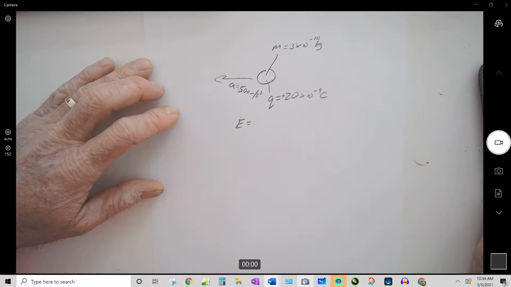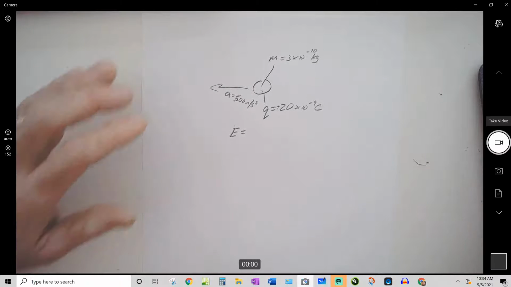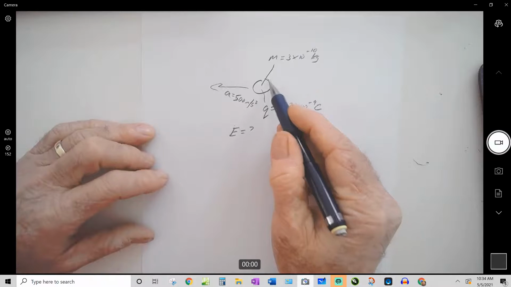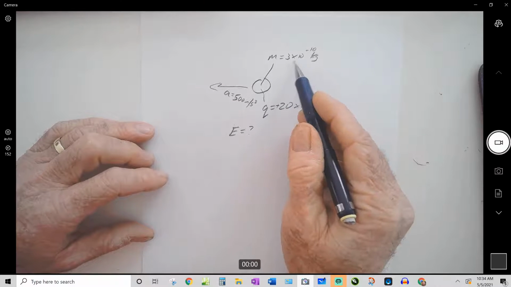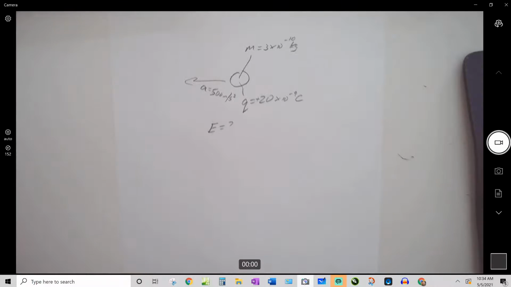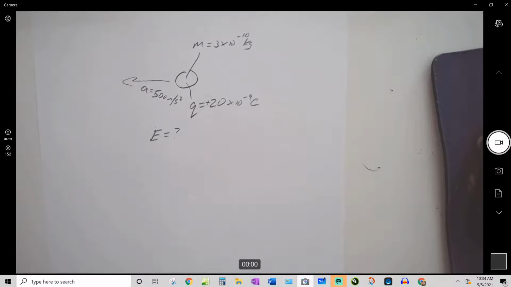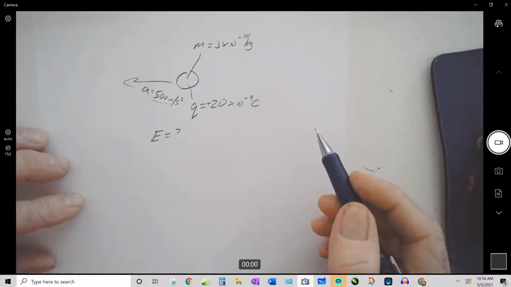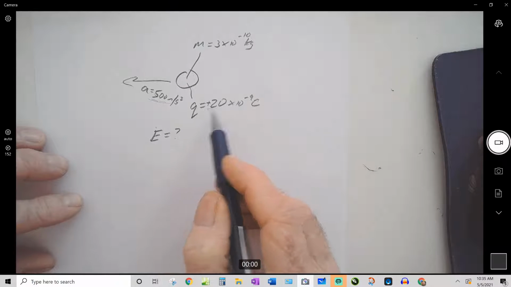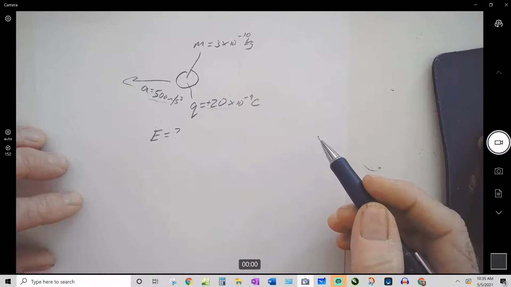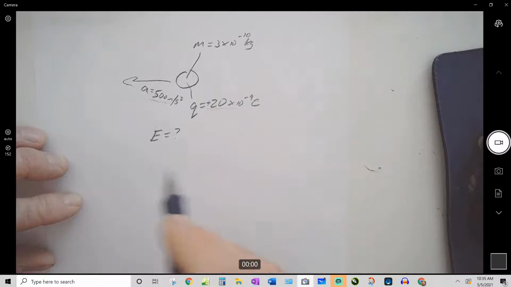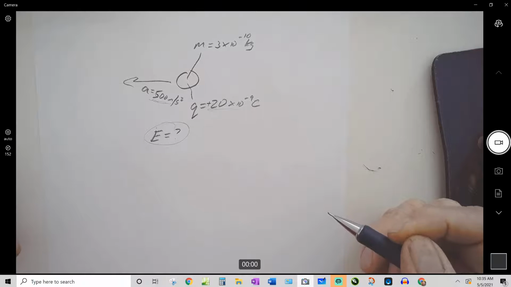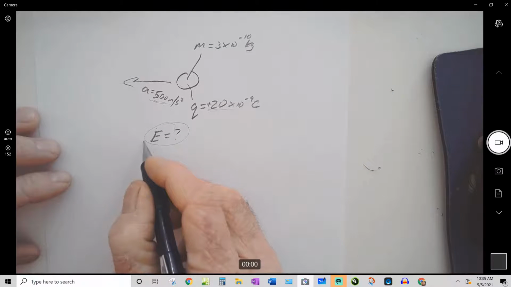So I'm going to switch now to my little picture on the paper. So here's the particle, and it's 3 times 10 to the negative 10th kilograms in mass, and it's accelerating this way at 500 meters per second squared. And its charge is 20 times 10 to the negative ninth coulombs. And I'm looking for the electric field. So I've got a couple of different formulas for electric field.